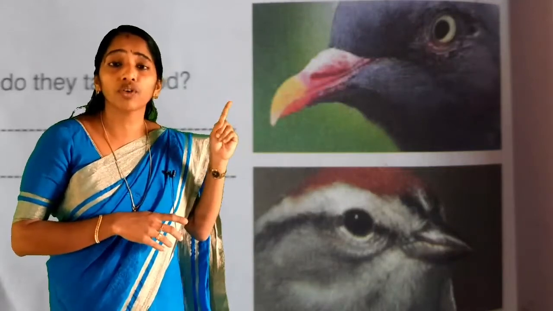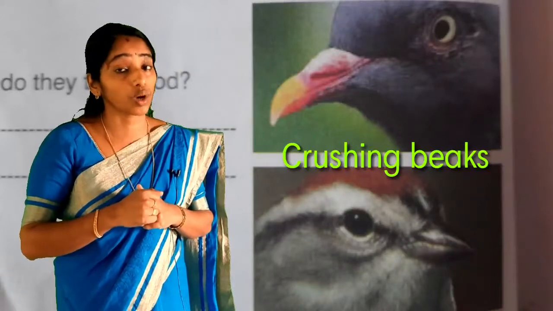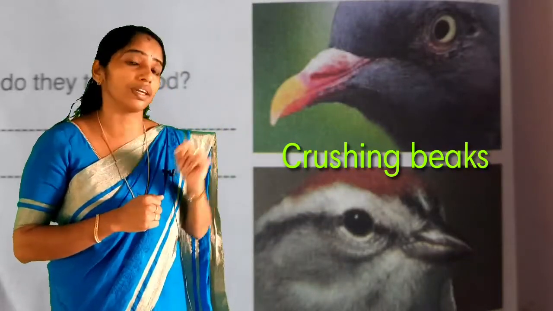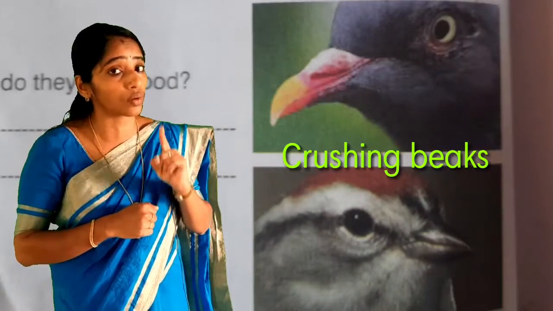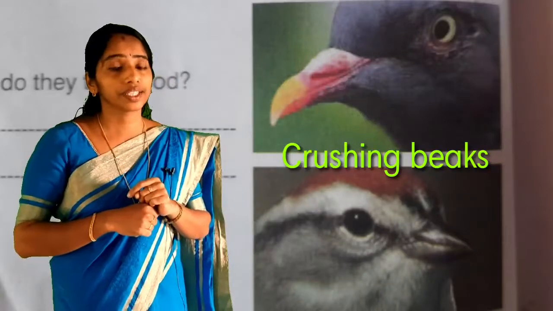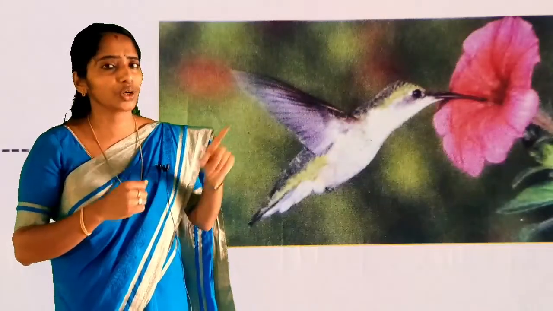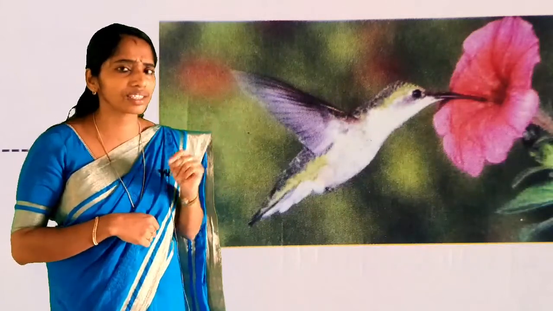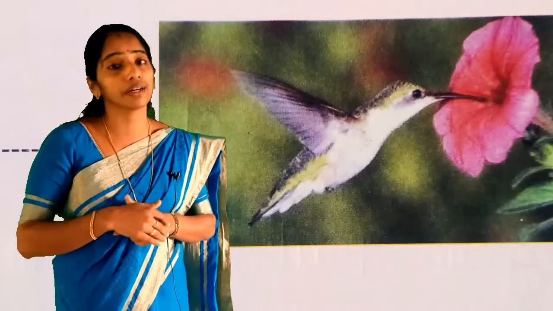So this type of beak we can call a crushing beak. What is that? Crushing beak. Which birds have crushing beaks? One word question: pigeon and sparrow. And move on to the next one. Okay children, you look here. Which bird is that? Yes children, that is a hummingbird.